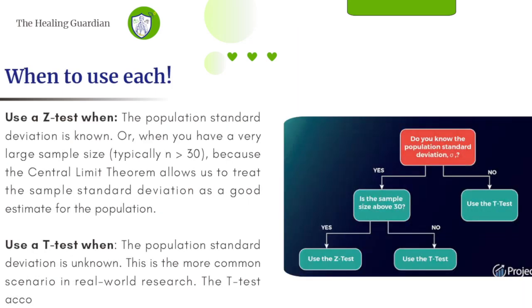When do we use each? I've already mentioned that. You start with the first question from this flowchart. Do you know the population standard deviation? Yes. If I know it, then I ask myself, is the sample size above 30? Why? Because I need to choose. First of all, because I know the standard deviation, I have two options. I either use a z-test or a t-test. But I will only use a z-test if the sample size is large.